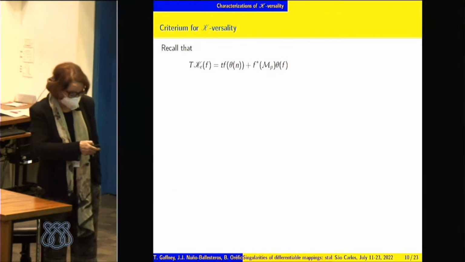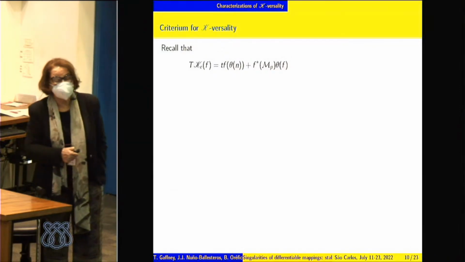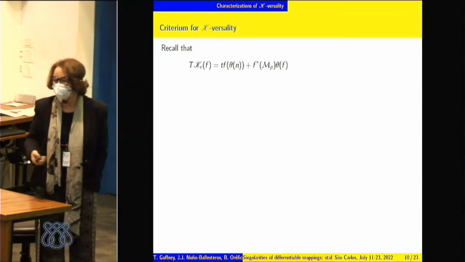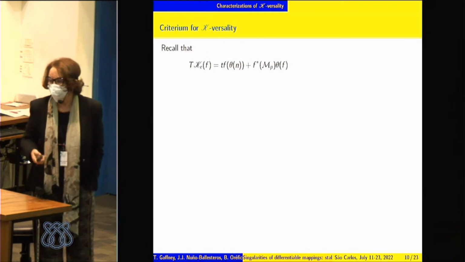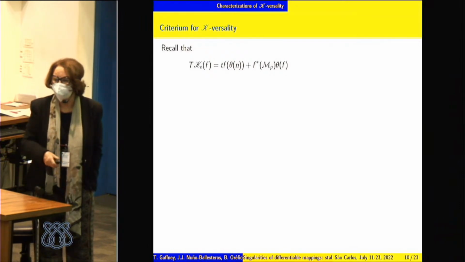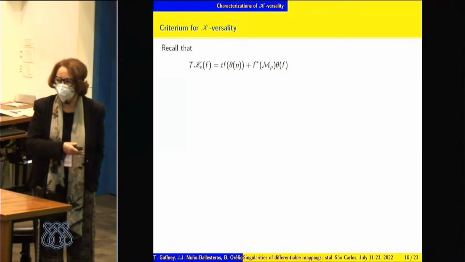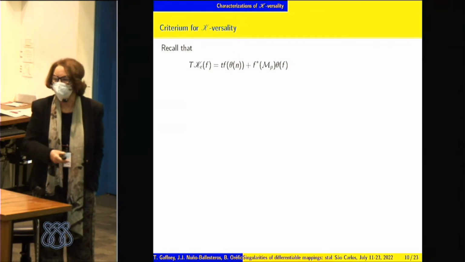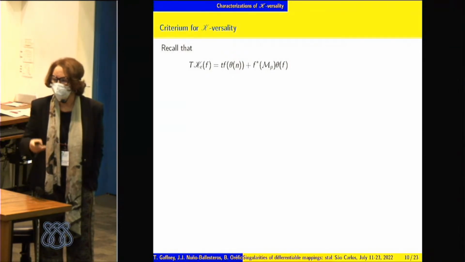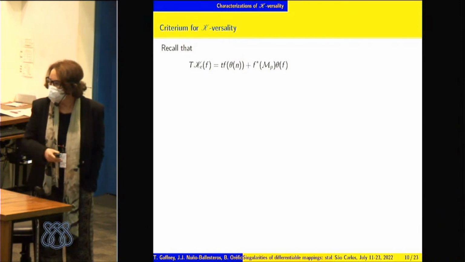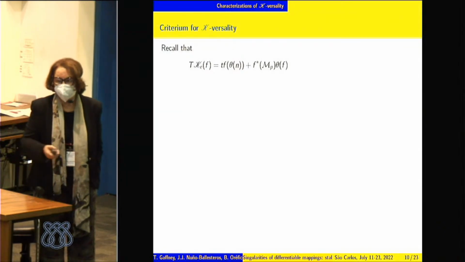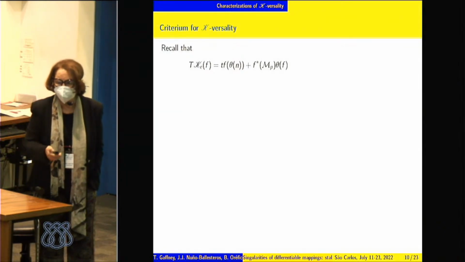Okay. So the question is how to verify that a given deformation is versal. Then we have a criterion that, like in the finite model I gave before, will be based on the fact that an unfolding is versal if and only if it's transversal. Then I have to see what is the meaning of being transversal here, right?